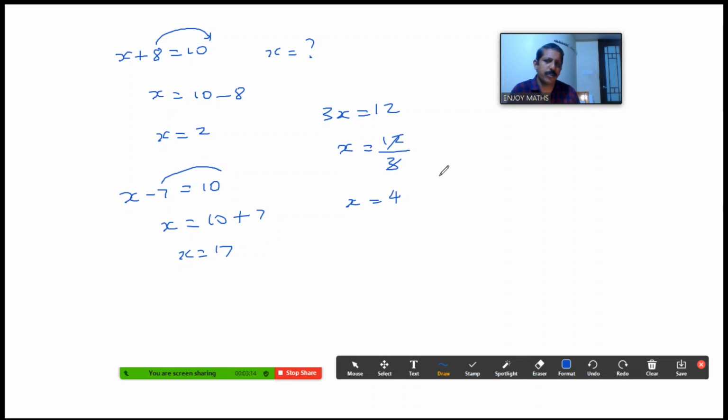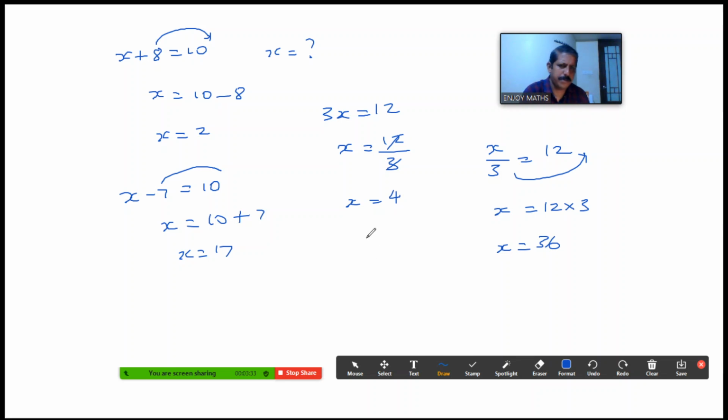Then I'll teach you one more thing. If x divided by 3 is equal to 12, what is the value of x? So this 3 goes here, from division, when it goes this side becomes multiplication. So your answer is 36. So you see, addition, subtraction, division and multiplication.